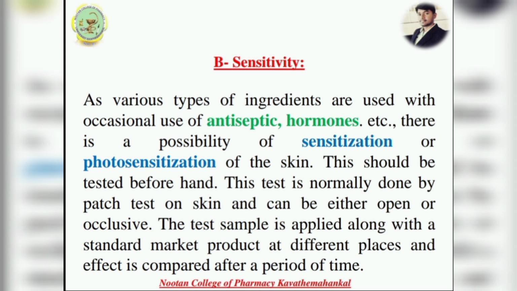The second one is sensitivity. As various types of ingredients are used, occasionally antiseptics and hormones, etc., there is a possibility of sensitization or photosensitization of the skin. This should be tested beforehand. This test is normally done by a patch test on the skin and can be either open or occlusive. The test sample is applied along with the standard market product at different places and the effects are compared after a period of time.